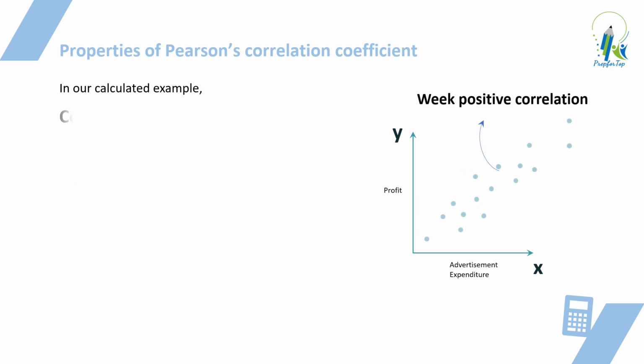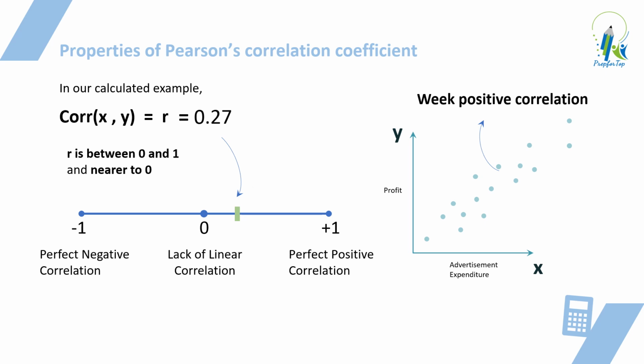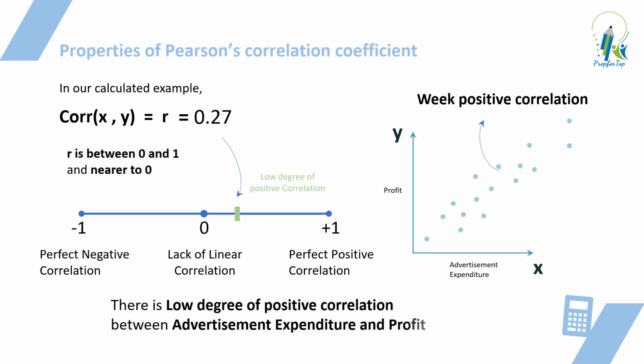In our calculated example, R equals 0.27. Since R is between 0 and 1 and closer to 0, there is a low degree of positive correlation between advertisement expenditure and profit.